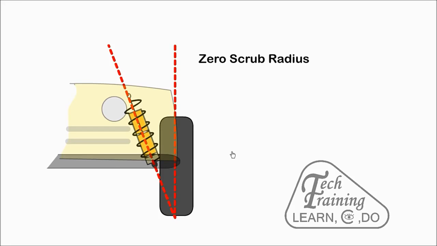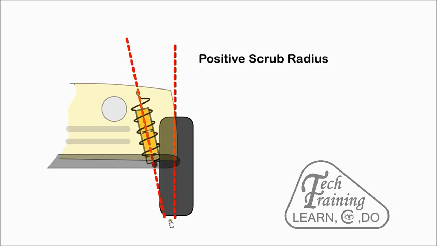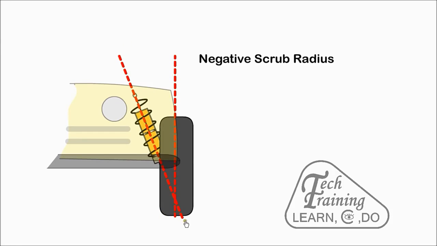Scrub axis is the distance between the steering axis road contact point and the center of the wheel. When both meet at the same axis, it is called zero scrub. When the steering axis point is towards the inside of the wheel, it is called positive scrub radius. Braking force on this wheel will tend to turn it outwards. When the steering axis point is towards the outside of the wheel, it is called negative scrub radius. Braking force on this wheel will tend to turn it in.